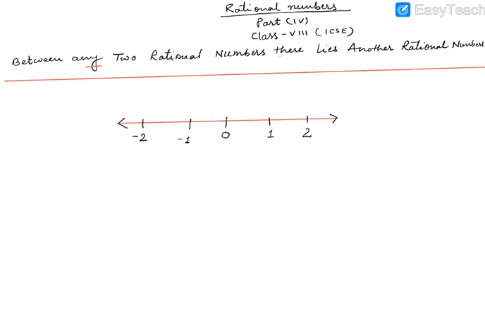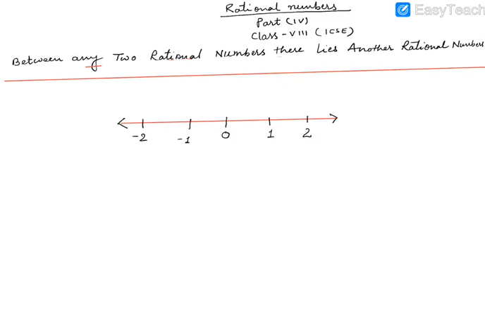So in this, first of all we will understand the concept of the rational numbers lies between the given rational numbers. In this screen you can see that there is a number line. In this number line I have mentioned 0, 1, 2 right side of the 0 and -1, -2 left side of the 0. You know that 0 is a rational number, 1 is also a rational number, 2 is also a rational number. We have already discussed these things in my previous video.